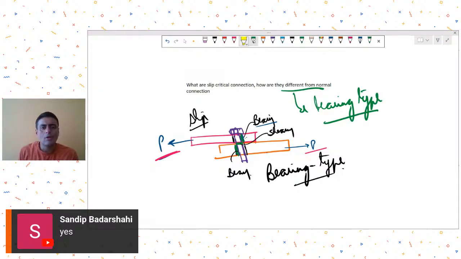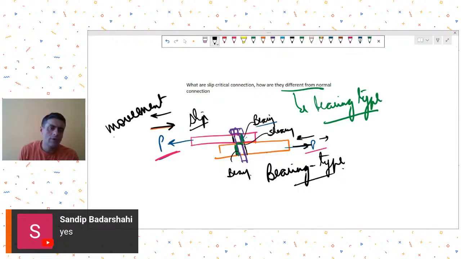But imagine if my load is a dynamic load, or a load where the direction is continuously changing. Now what will happen? If my load is continuously changing its direction, there will be continuous slippage. Yes or no? There will be a continuous movement in the connection.